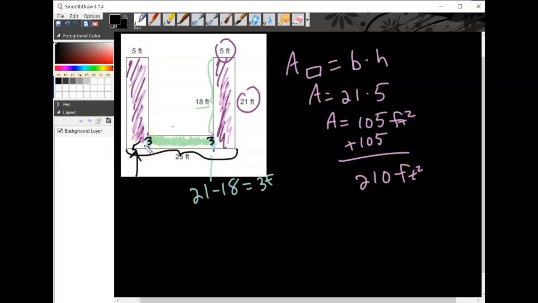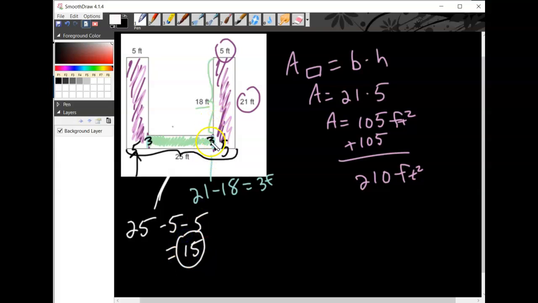If the top is 5 foot, the bottom is as well. Remember, parallel sides are congruent. They have the same dimensions, the same measurement with parallelograms like these rectangles. So that's going to be 5 and that's going to be 5. We need to subtract those two lengths of 5 away from the 25. We want to do 25 minus 5 minus another 5. That's going to bring us to 15.